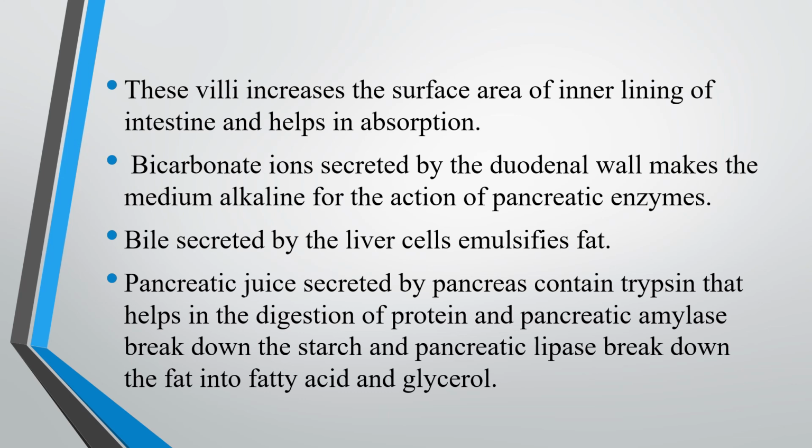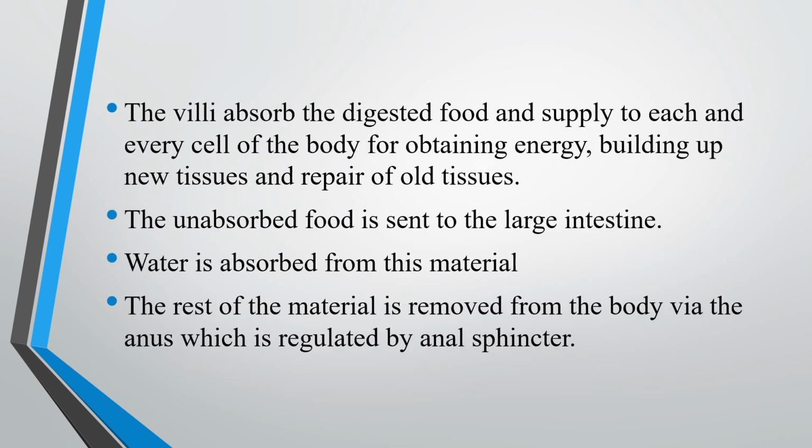Then pancreatic juice secreted by the pancreas also reaches there and helps in digestion of protein. Pancreatic amylase helps in breakdown of starch. Lipase helps in breakdown of fat into fatty acid and glycerol. So all the three types of nutrients are digested here. The villi absorb the digested food and supply it to each and every cell of the body for obtaining energy, building up new tissues and repair of old tissues. The unabsorbed food is sent to the large intestine.